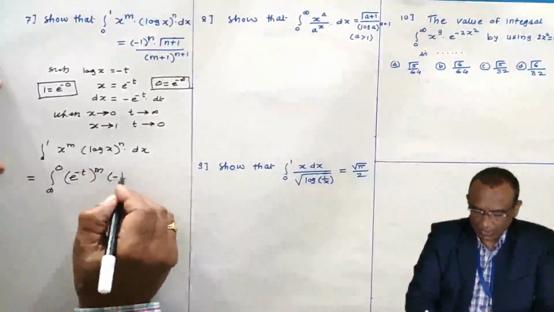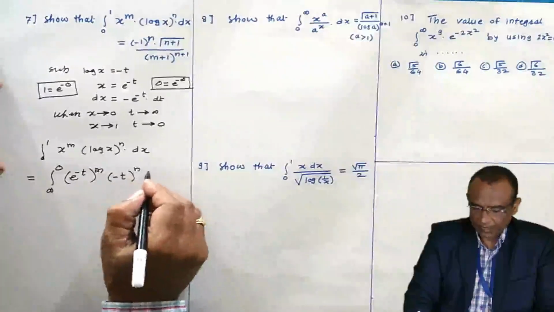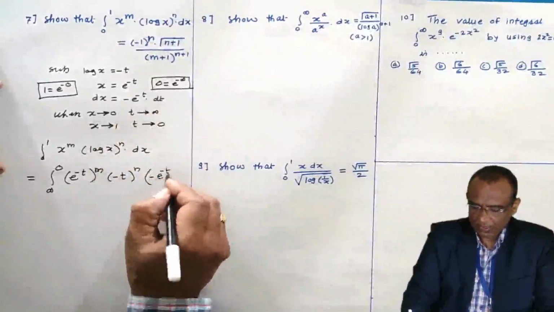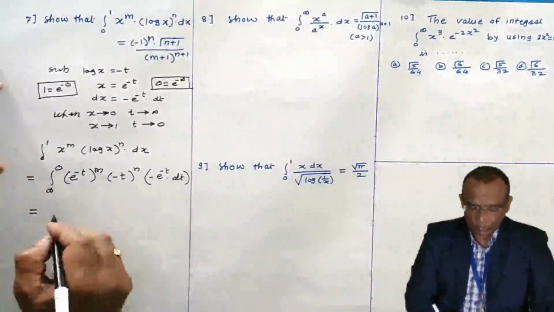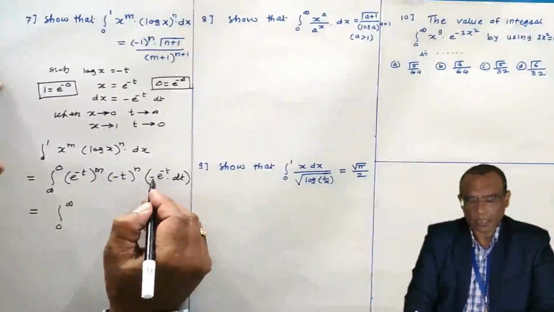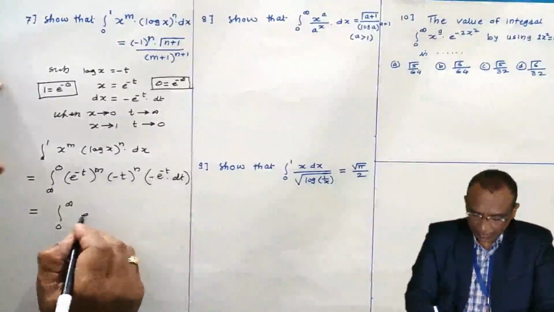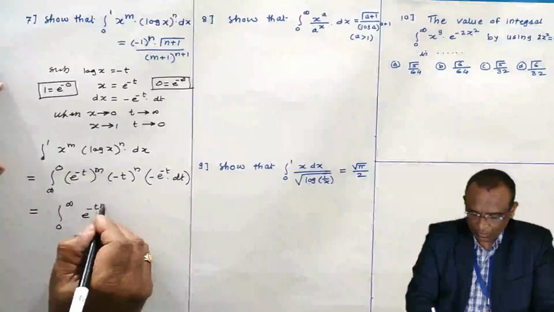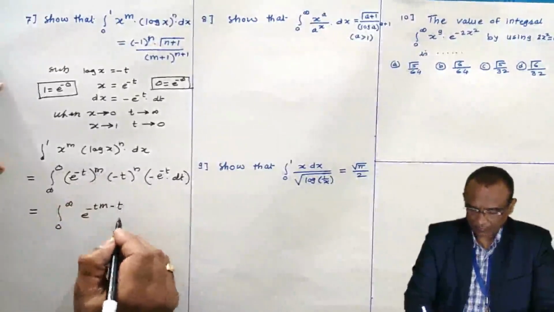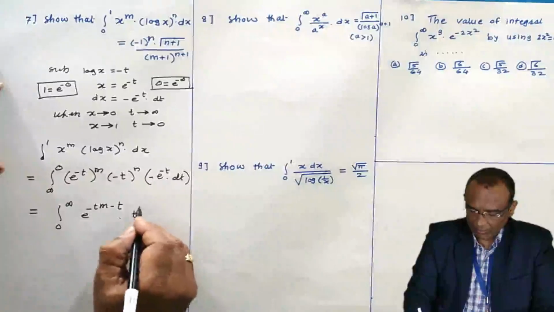Log x is minus t, so x is e power minus t and dx is minus e power minus t dt. The limits minus infinity to 0 can be written as 0 to infinity, and this minus sign cancels one. Now e power minus t into m minus t power n I am writing.